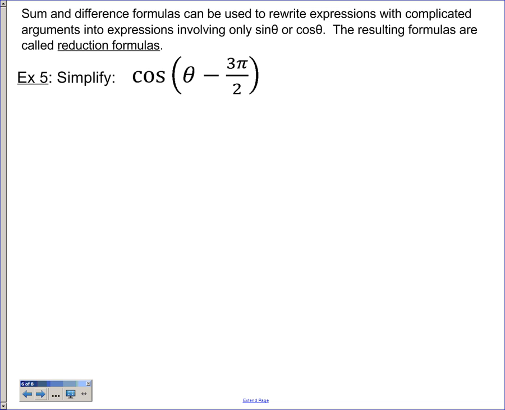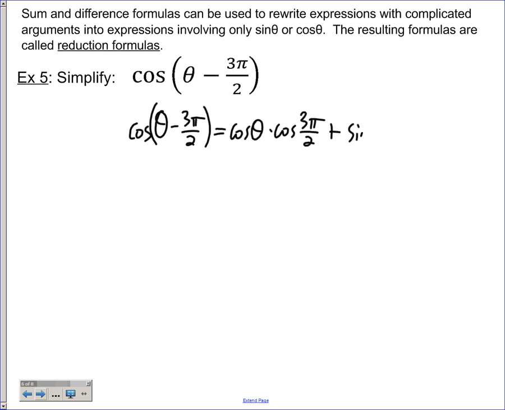So similarly, we can use this formula to rewrite our complicated argument, theta minus 3 pi over 2. We want to come up with an expression that only has sine of theta or cosine of theta, where our argument is just that unknown angle. So we're going to simplify this by applying our difference formula for cosine. So we get cosine of theta minus 3 pi over 2 equals cosine of theta, cosine of 3 pi over 2, plus sine of theta, sine of 3 pi over 2.